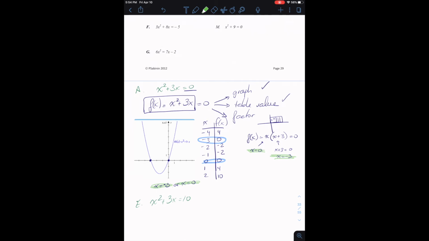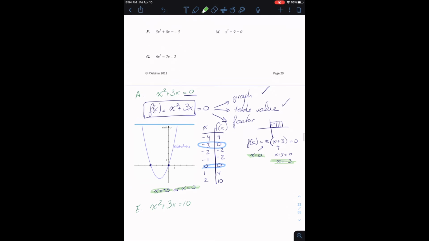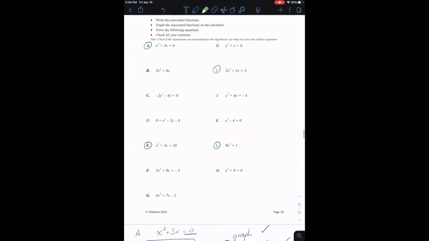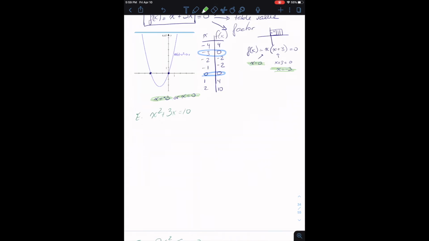And sometimes, honestly, the table of values, unless you have technology really at hand, doesn't seem to be that useful. The graph is very visual. It's a nice way to represent the solutions, and the factored form is a very nice format as well. So try to do that for B, C, and D, and we'll come back to look at E together.